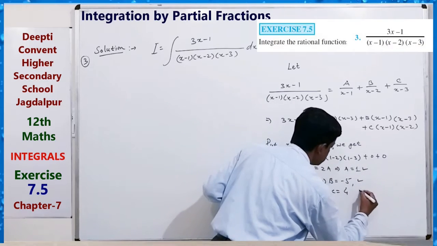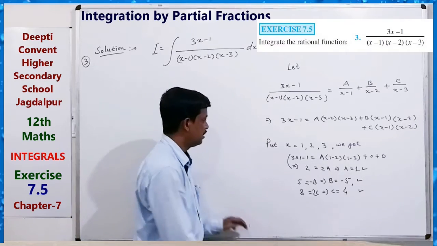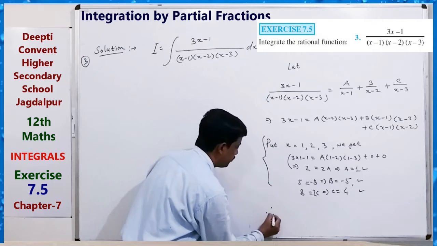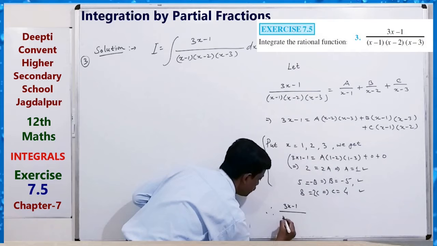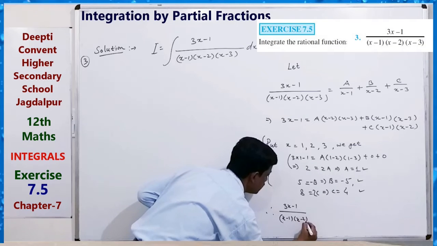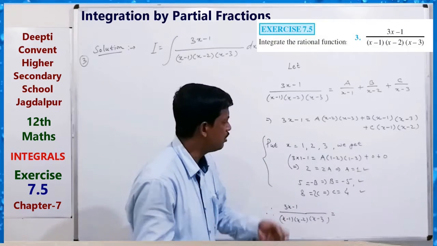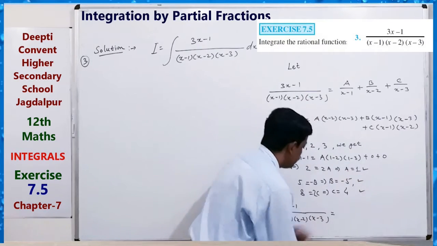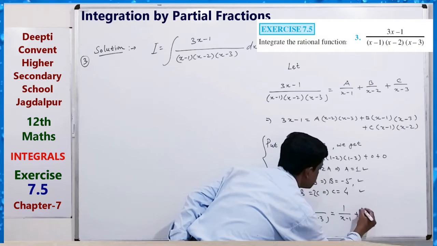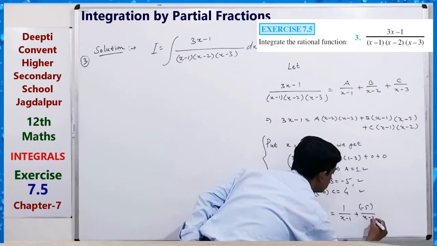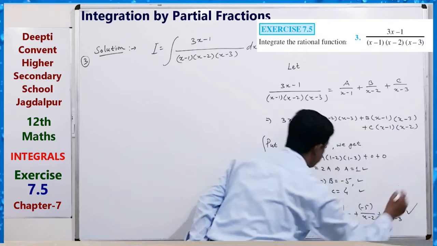So we get these values of A, B, C by putting these values. Therefore, the fraction 3x minus 1 upon x minus 1, x minus 2, x minus 3 can be expressed by putting the values of A, B, C. A equals 1, so 1 upon x minus 1. B equals minus 5, so plus minus 5 upon x minus 2, plus C, which is 4, so 4 upon x minus 3. So this is our factorization.